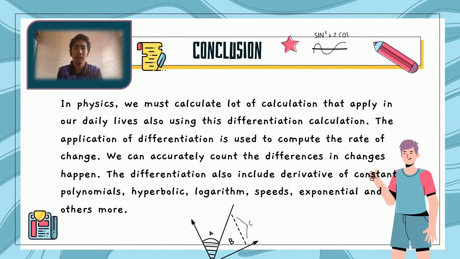For conclusion, in physics, we must do a lot of calculations that apply in our daily life, also using differentiation. The application of differentiation is used to compute the rate of change. We can accurately count the differences in changes that happen. Differentiation also includes derivatives of constants, polynomials, hyperbolics, logarithms, exponentials, and many more.